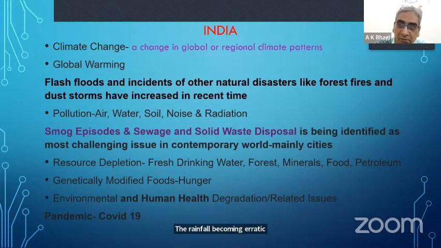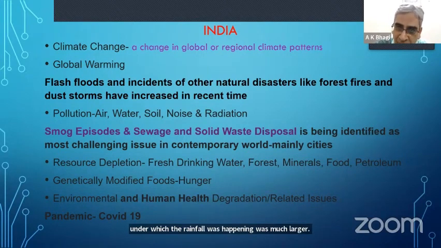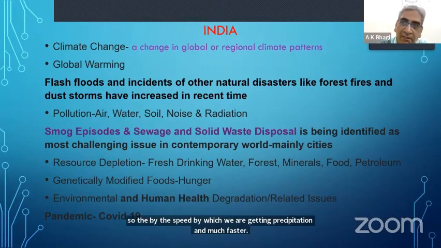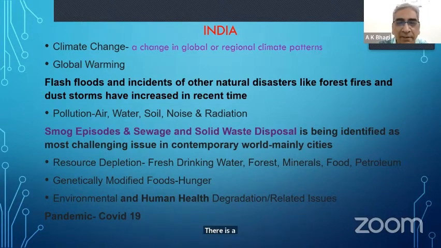Earlier, the rainfall was only this many millimeters per day, but the time over which that rainfall was happening was much larger. It was spread over many days. Now, the number of days on which we receive rainfall is fewer, but maybe the same total rainfall. So the speed at which we are getting precipitation is much faster.